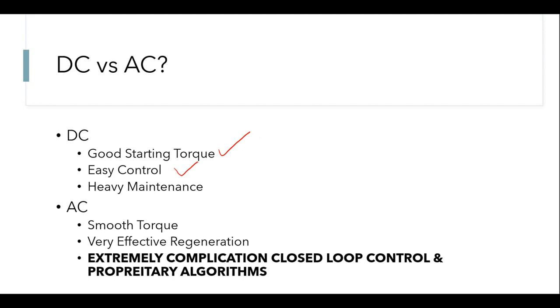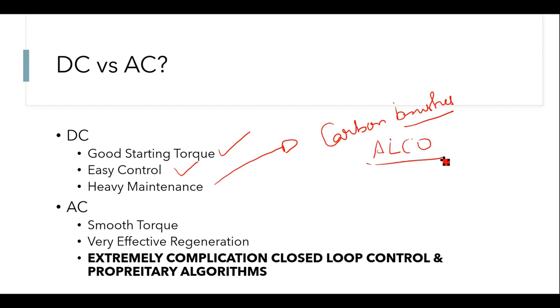But its disadvantage is that it requires very heavy maintenance because it has something called carbon brushes, which require regular maintenance. We have locomotives from the Alco family, American Locomotive Company family, like the WDG 3A or WDM 3D. These locomotives need to come to the shed every fortnight. And among the many things that we need to check, one of them is the carbon brushes.